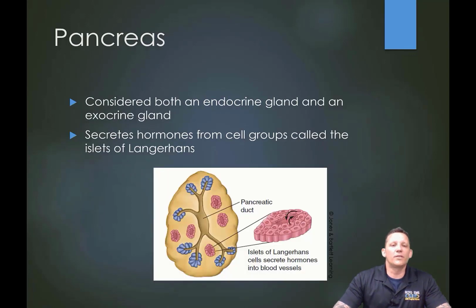The pancreas is an essential organ for life. It's both an endocrine gland and an exocrine gland. It secretes hormones from cell groups called the islets of Langerhans, which is, in a nutshell, kind of where we're starting to get our insulin from.